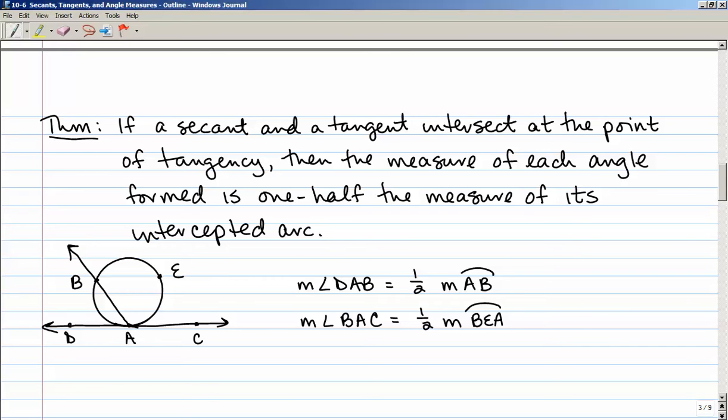Let's unpack this one. So the measure of angle DAB, so this angle right here, is going to be 1/2 of the arc that it intercepts. So this arc right here, arc AB. The other angle that's created, angle BAC, that's this obtuse angle, is going to be 1/2 the measure of arc BEA, going around this way. So the measure of the angle is going to be 1/2 of the arc that it intercepts.